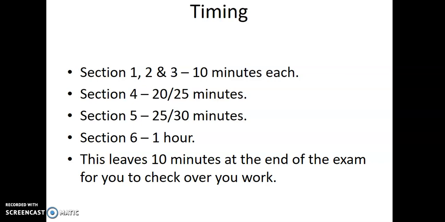So you have section 5, you're looking at half an hour, and then section 6, because it's broken down into 2 parts, you're allocating 30 minutes for each question in section 6, so you're looking at an hour. And this would leave you with in and around 10 minutes at the end of the exam to check over your work.